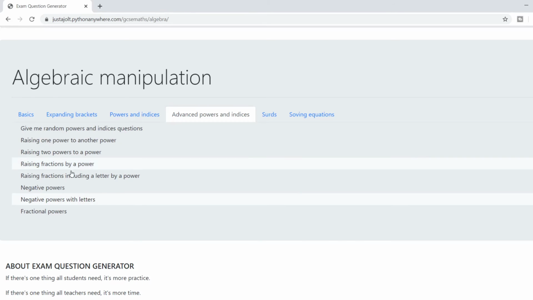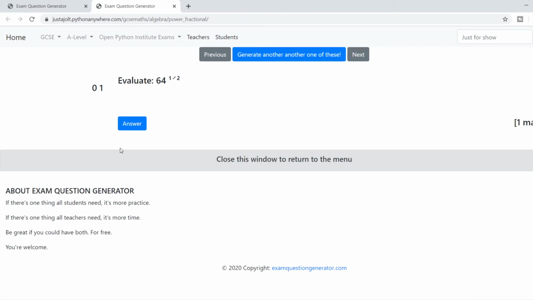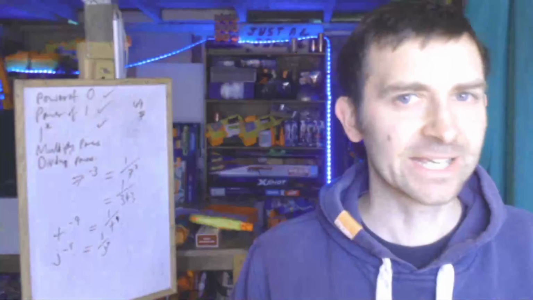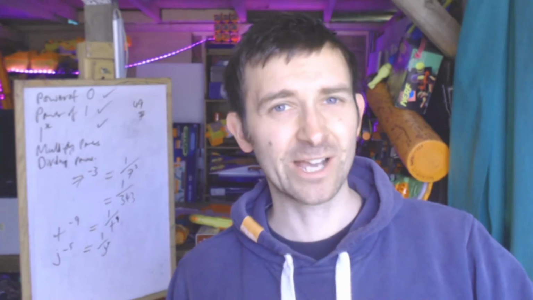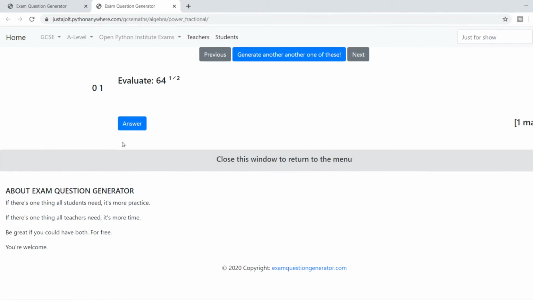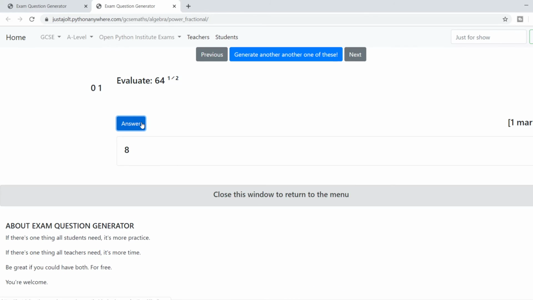And the last one then is fractional powers. And this is interesting because a fractional power is effectively a root. So 64 to the power of a half, you're effectively looking for the square root of the value here. And so the answer, of course, to this is going to be 8. So as long as your fraction is 1 over 2, then you know that you're looking for a square root here, or if it's 1 over 3, it's going to be a cube root.